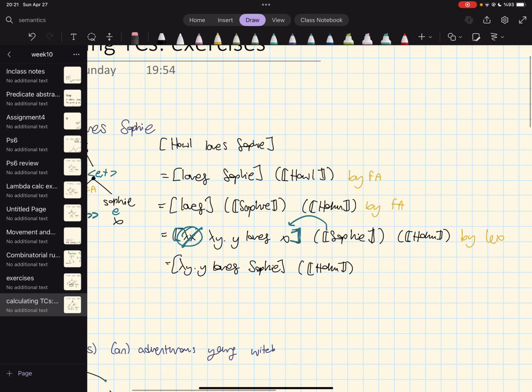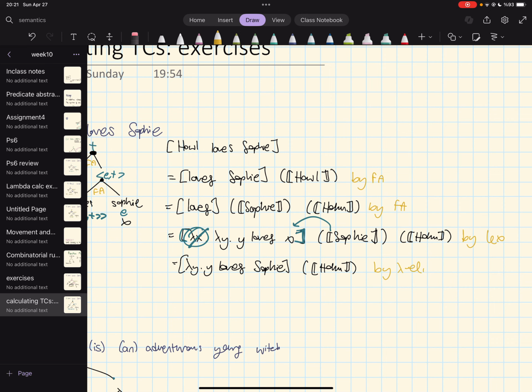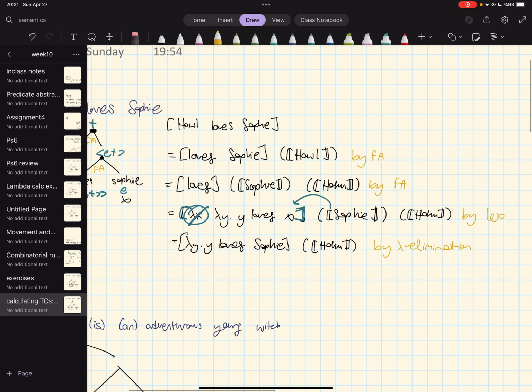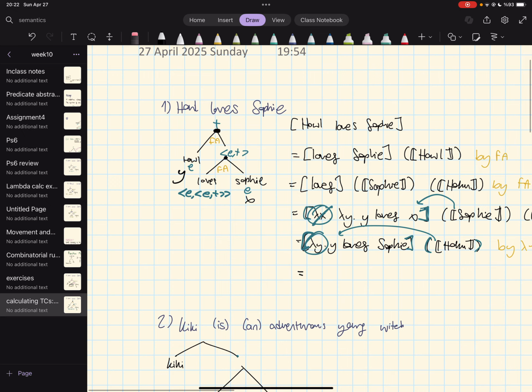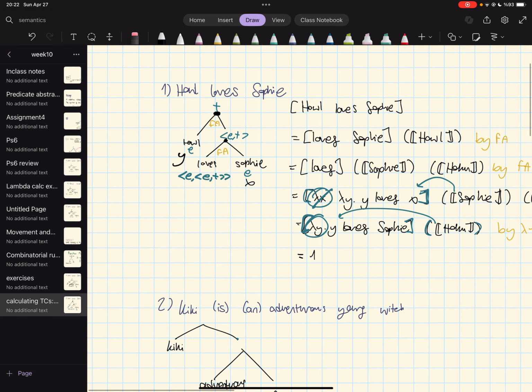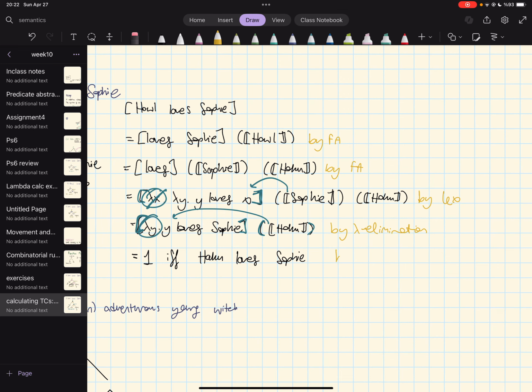So here we go. We did this by lambda elimination. Now, again, I'm taking a look at my brackets, and right inside of the brackets we have lambda y, which will be eliminated by the first argument that is right next to my ending bracket, which is Haku. Haku will take the place of y, because Haku will be eliminating lambda y. Therefore, I can say that this sentence, Haku loves Sophie, denotes 1 if and only if Haku loves Sophie. Again, this was thanks to lambda elimination.